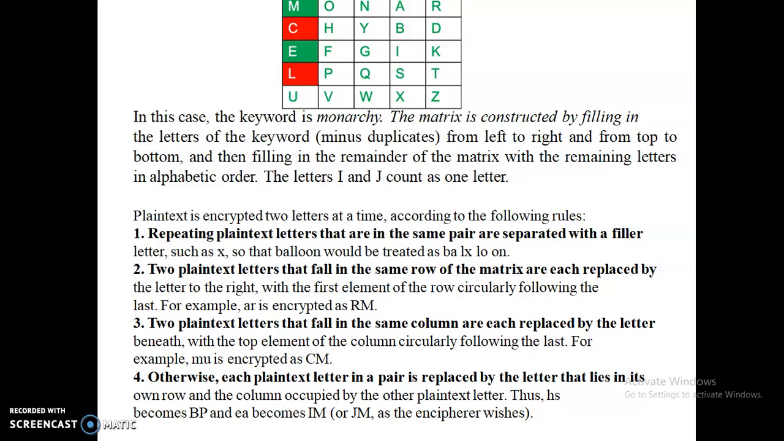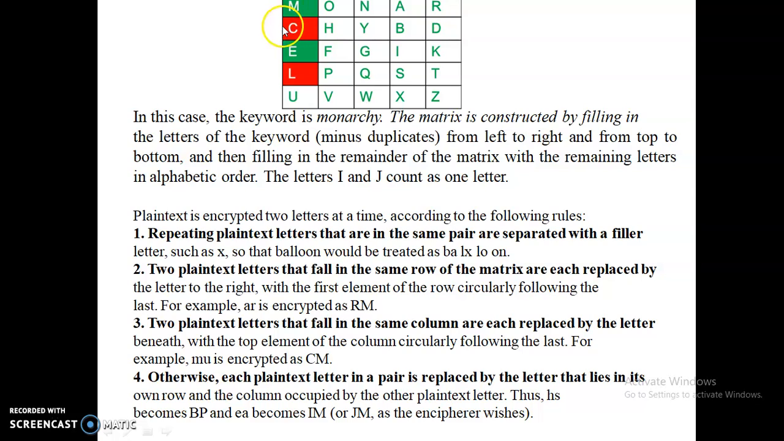Second rule: two plain text letters that fall in the same row of the matrix are each replaced by the letter to the right, with the first element of the row circularly following the last. For example, here A and R, in this example, are in the same row. So this pair is encrypted as R and M.